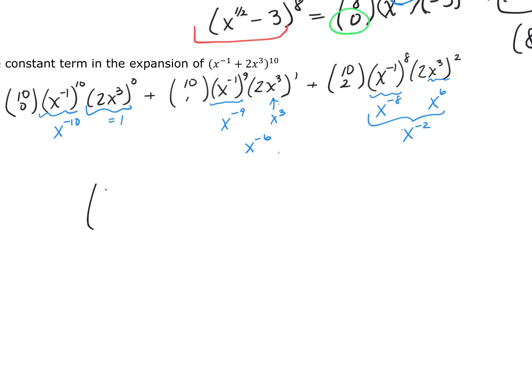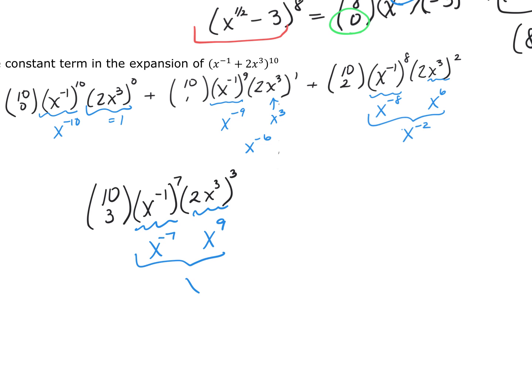Okay. 10 choose 3. x raised to the negative 1 raised to the 7th, 2x to the 3rd raised to the 3rd power. This is going to give me x raised to the negative 7. This is going to give me x raised to the 9. And these two combined are going to give me x raised to the 2. Now what's going to happen? My next term is going to be 10 choose 4, x raised to the negative 1 raised to the 6th power, 2x to the 3rd.